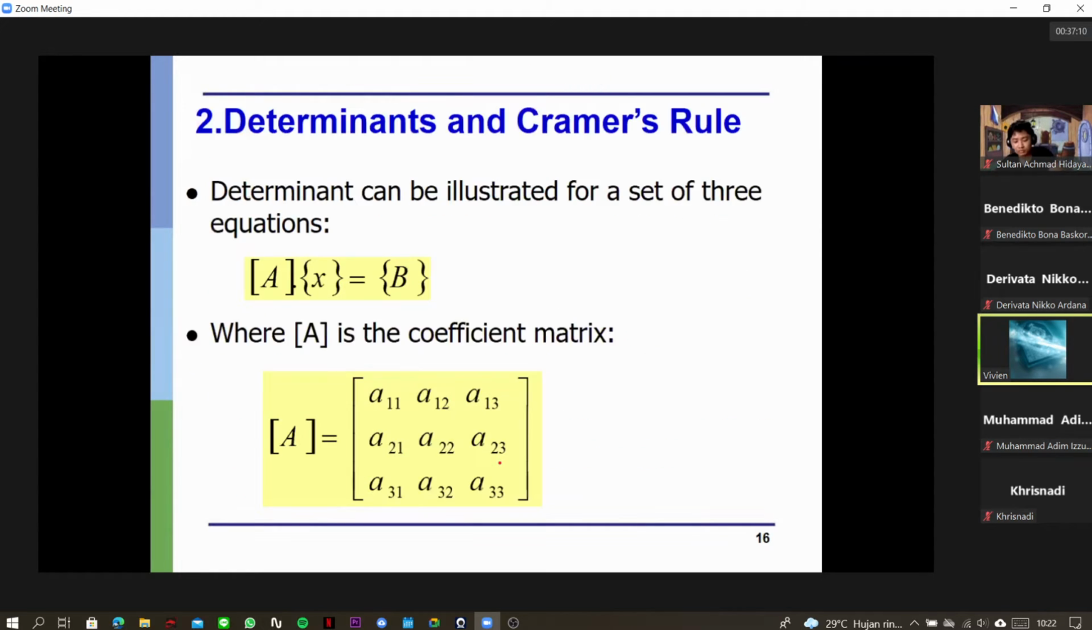Okay, so these are the problems that may arise from a set of linear algebraic equations. Because we talk about determinants, now we will look at Cramer's rule. Basically, Cramer's rule utilizes the determinant to find the solution. Say we have matrix A multiplied by a vector of unknowns x that equals the right-hand side vector B. For example, we have a 3 by 3 matrix, so we can write down the elements of the matrix A.